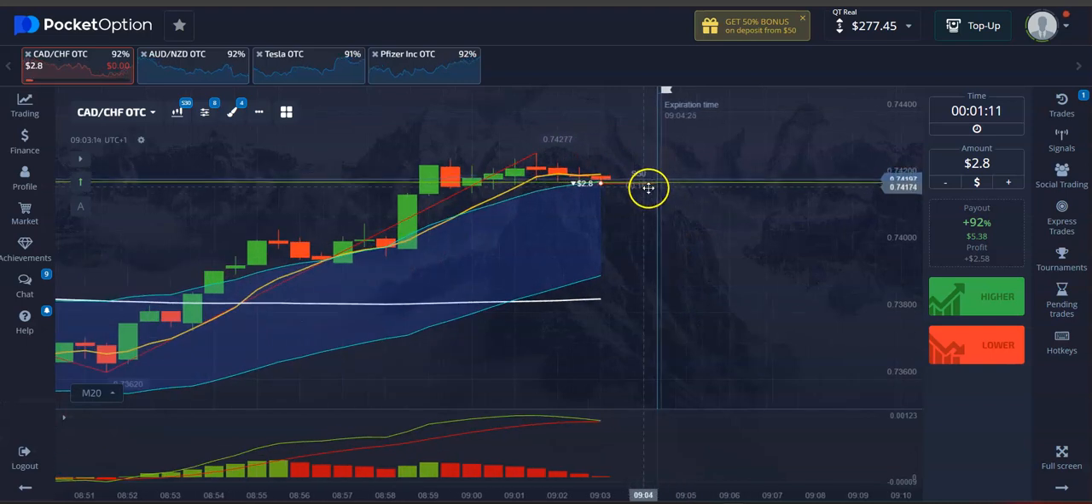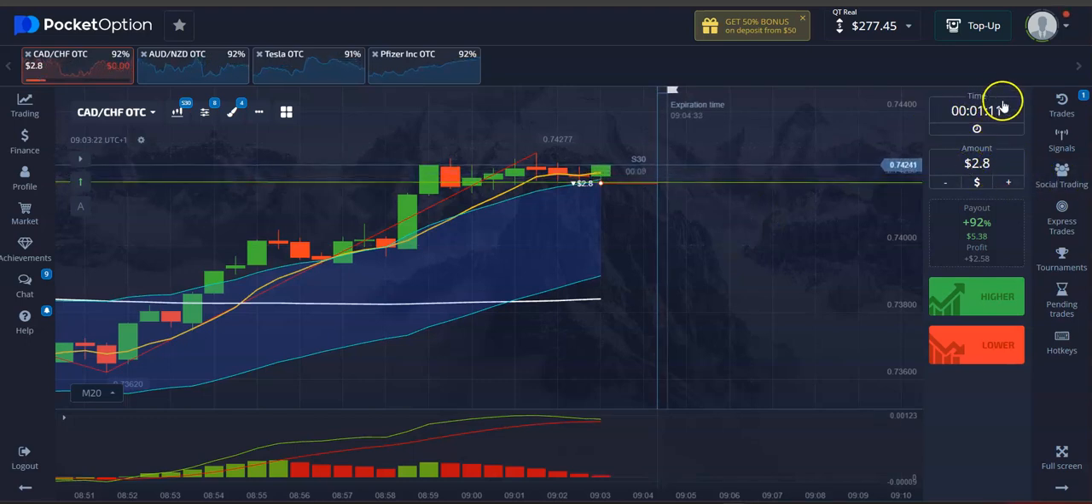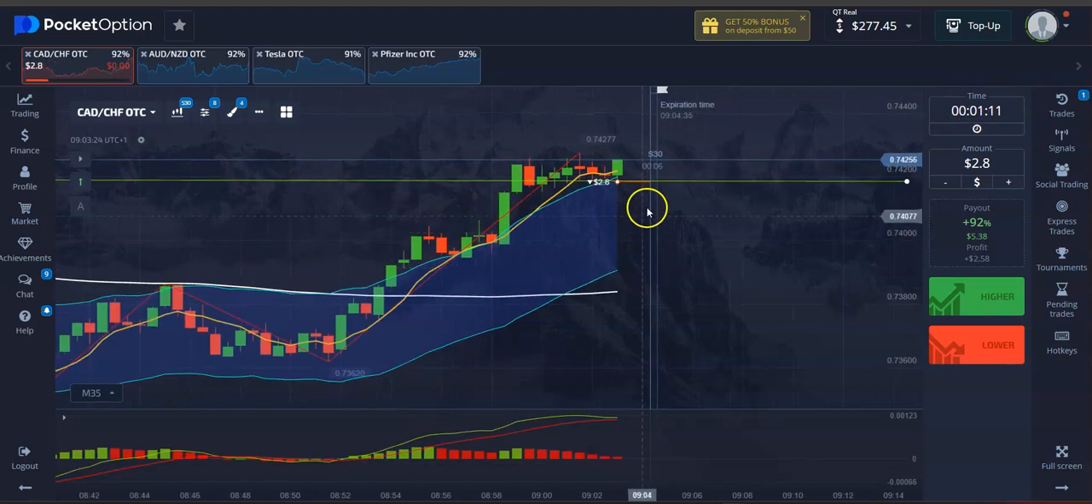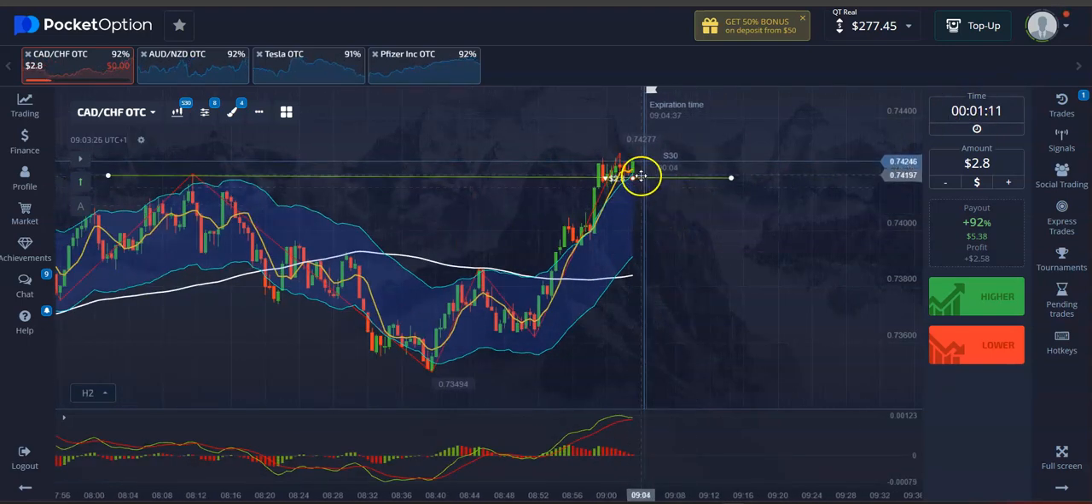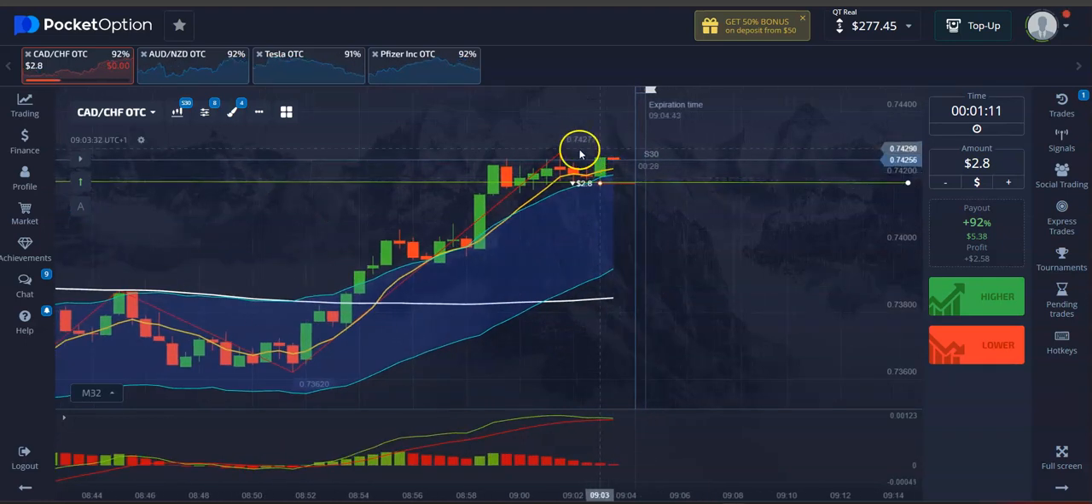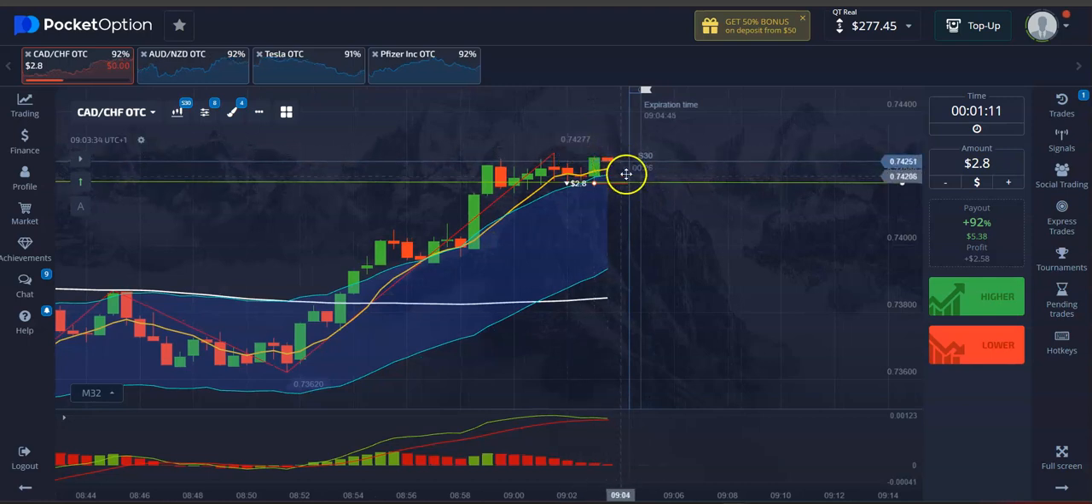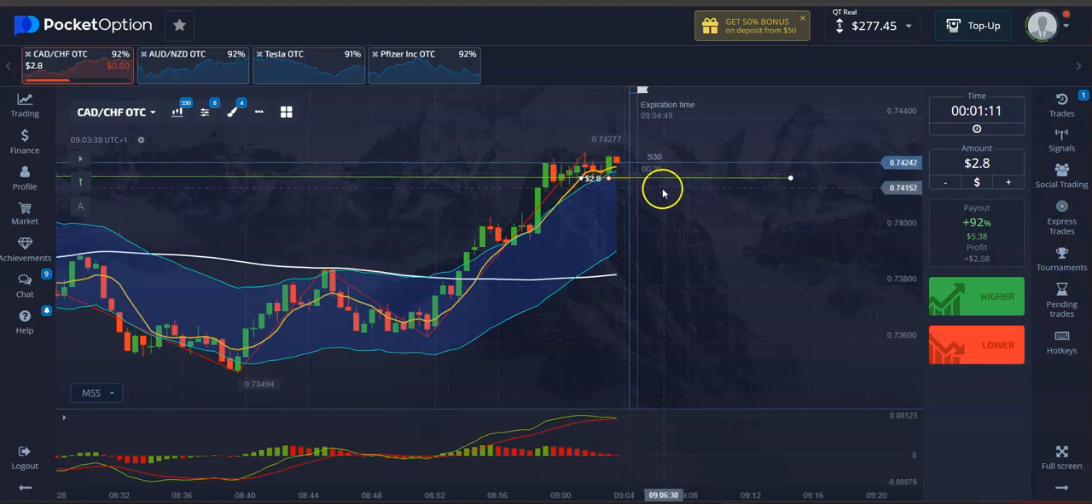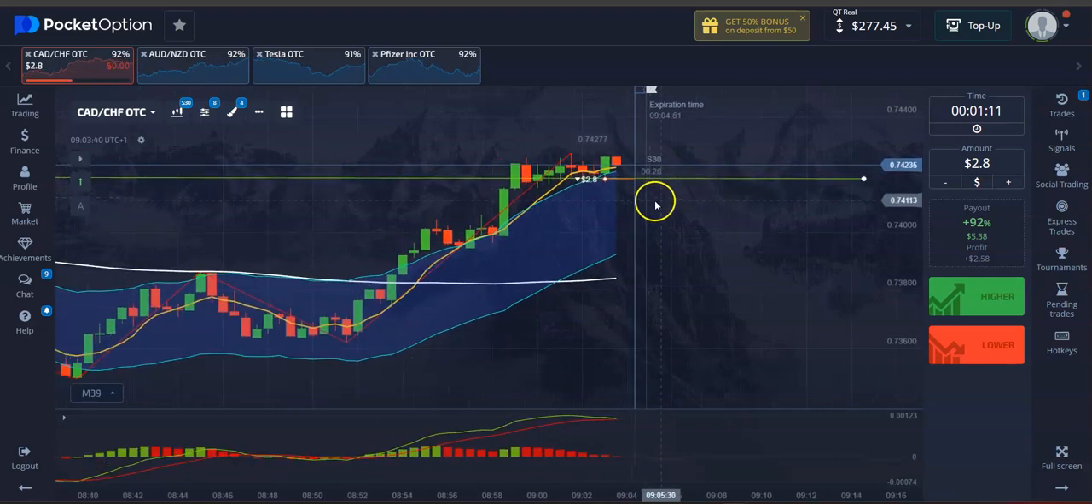Okay, so each trade I'm gonna invest 2.8 bucks, and each trade will have a duration of 1 minute and 11 seconds. Okay, right? We got a green candle right here, and this is a strong green candle. Hopefully it's not going to pump as high as this, and from here it's going to have a continuation to the downside, so we can capitalize on this first trade.